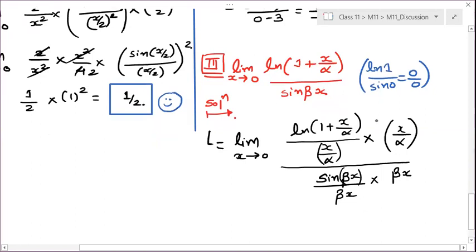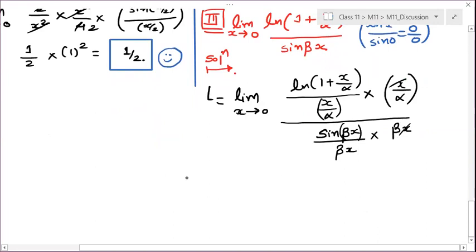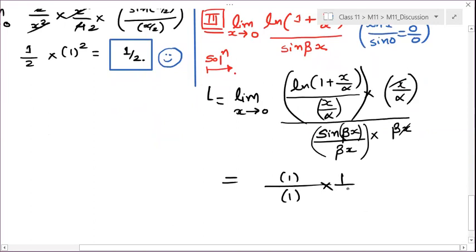So if you observe over here, x will get cancelled out. Okay, if you apply limit in numerator and denominator, this ln 1 plus x by x will become 1, divided by sine beta x by beta x will become 1. Here 1 upon alpha will be left, and here we are having beta in denominator. So our answer will be 1 upon alpha beta.